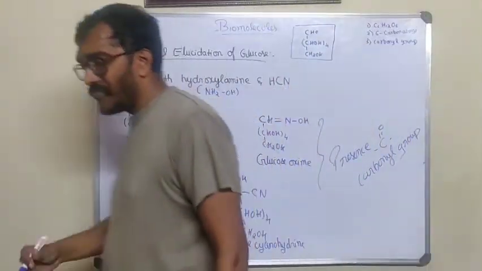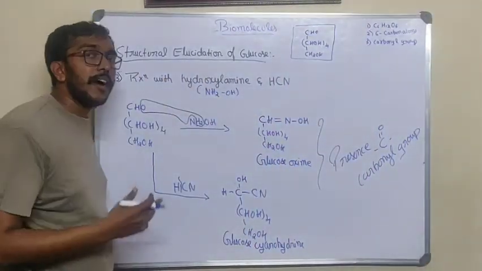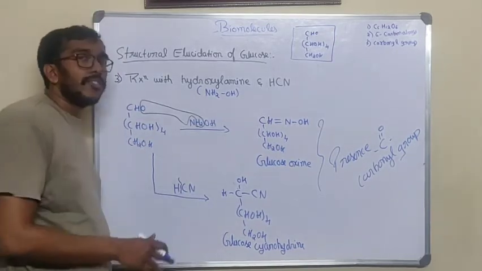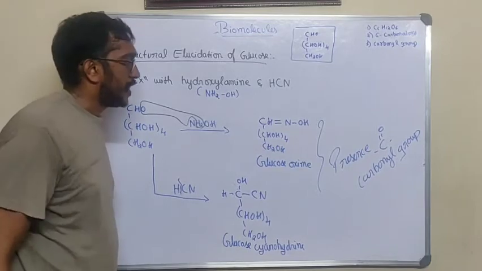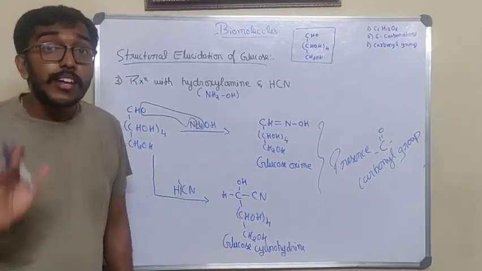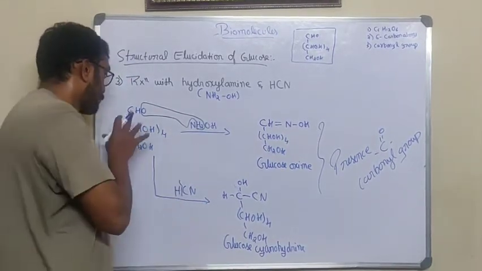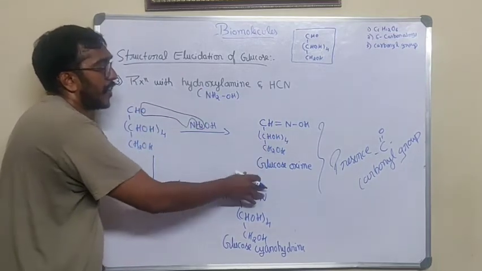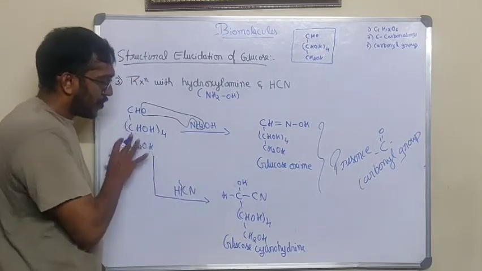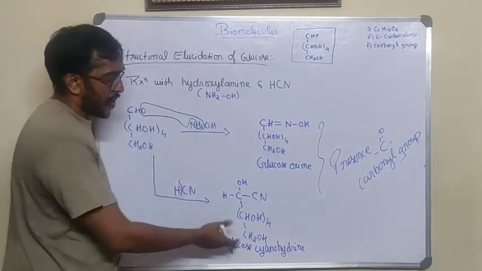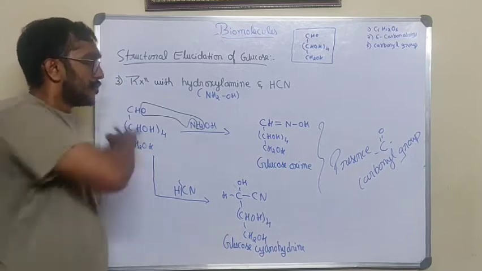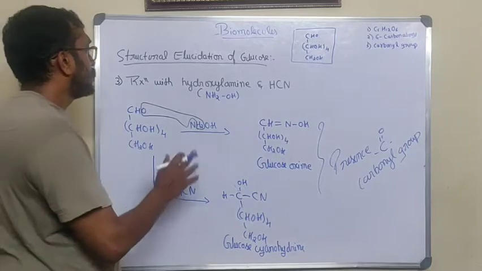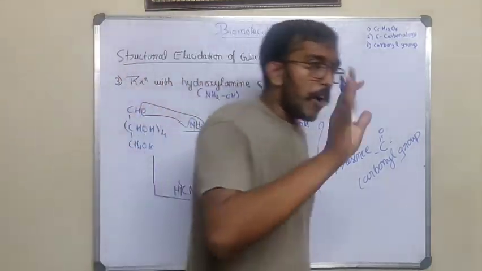The same reactions you will come across in the aldehydes, ketones and carboxylic acid chapter, but in place of glucose some other aldehyde will be present. Hope this is very clear. When glucose is treated with hydroxylamine, we get glucose oxime. When glucose is reacted with HCN, we get glucose cyanohydrin. This product confirms the presence of a carbonyl group.